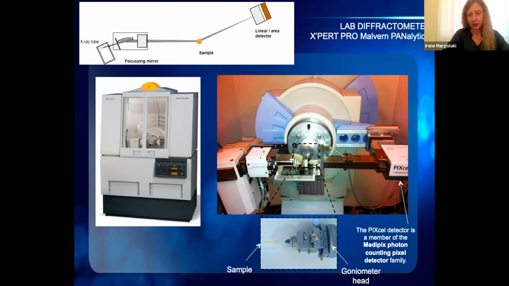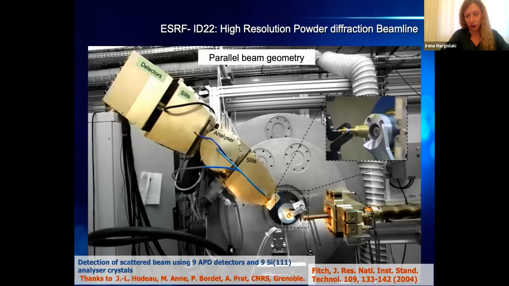And in fact, it's a copy of ID22, which you see here. It's Andy's beamline, Andy Fitch's beamline. Again, our samples are loaded in glass capillaries. The beam comes out this way, hits and transmits the sample, and the diffracted beam, after passing a set of anti-scattering slits, analyzer crystals, more slits, is collected point by point with these 9 detectors. This arm is moving on top of the 2 theta circle.